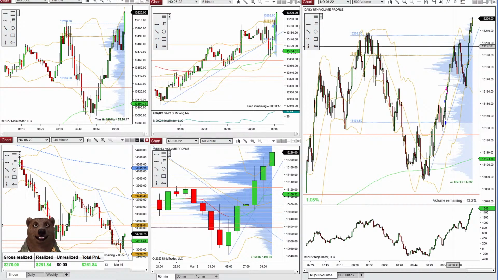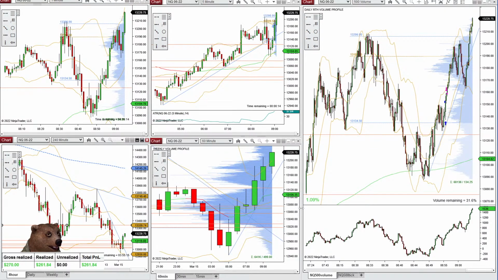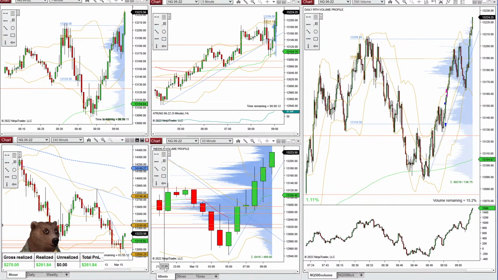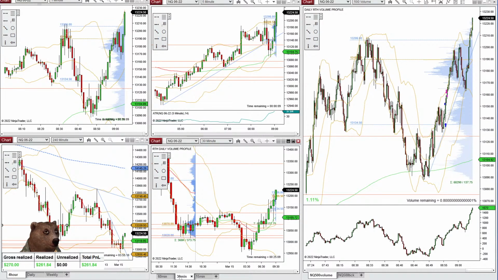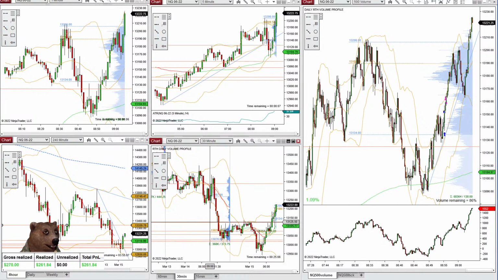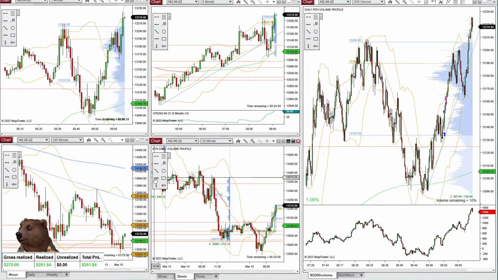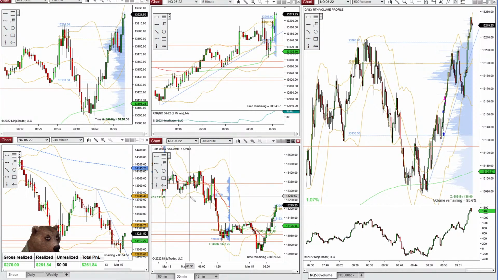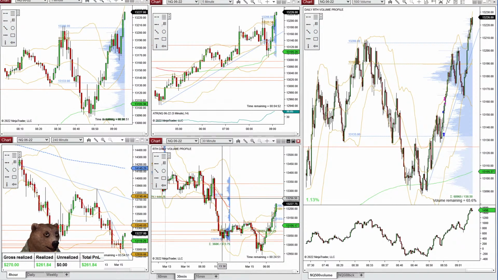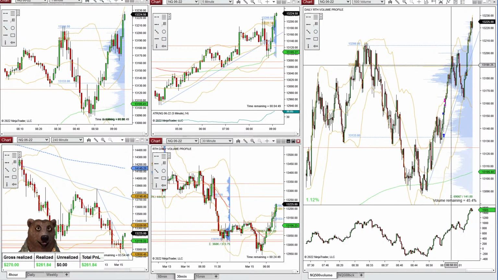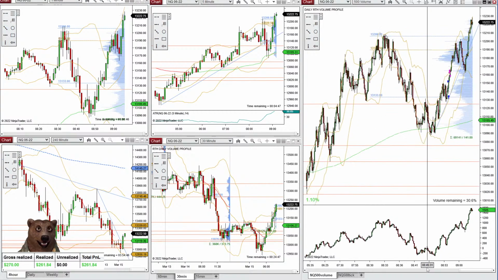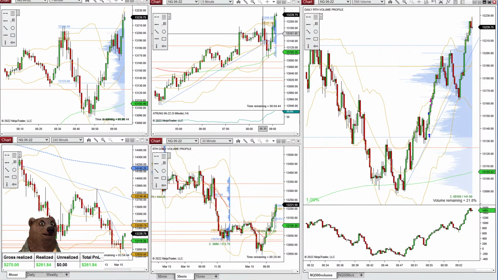Maybe 13,340. We can look at yesterday's volume profile over here. I can mark out yesterday's value area high. We got point of control coming in up here. I wonder if this is gonna send it to the upside. Very bullish candle on the 5 minute.